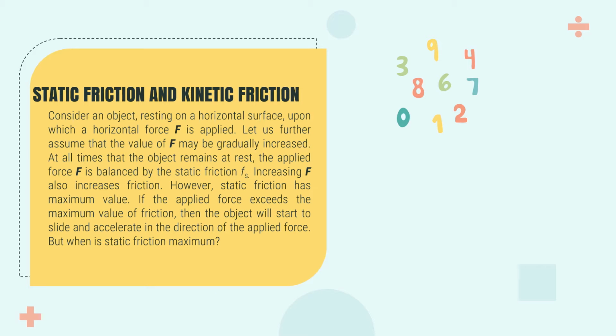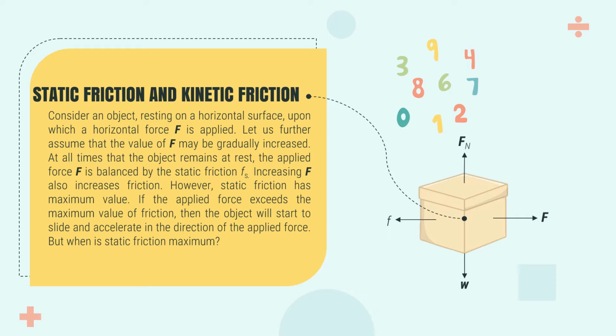Static friction and kinetic friction. Consider an object resting on a horizontal surface upon which a horizontal force F is applied. Let us further assume that the value of F may be gradually increased. At all times that the object remains at rest, the applied force F is balanced by the static friction F sub s. Increasing F also increases friction.